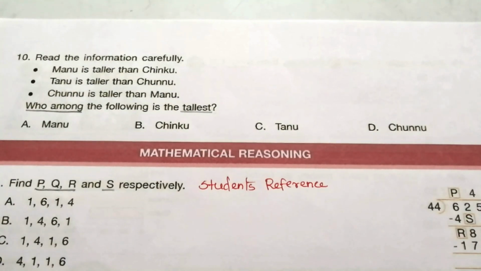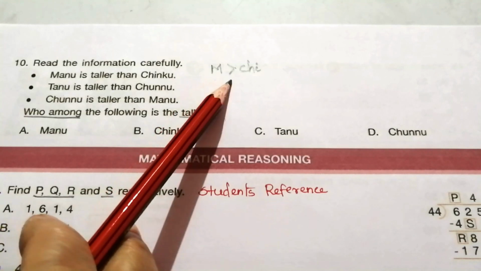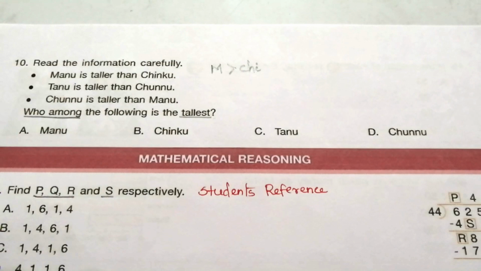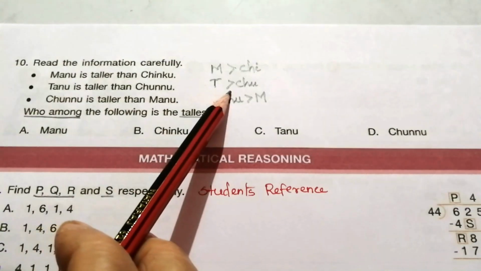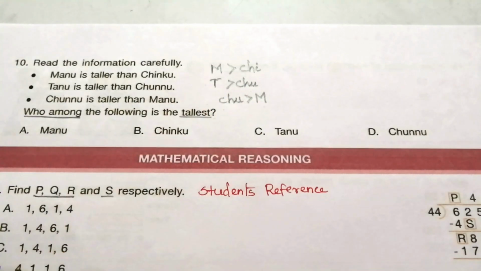So to find the answer, we have to check each and every statement. So the first one is Mono is taller than Chinku. So I have written M greater than CHI. M for Mono, CHI for Chinku. Likewise, you write all the conditions. Tanu is taller than Chunnu. Chunnu is taller than Mono.